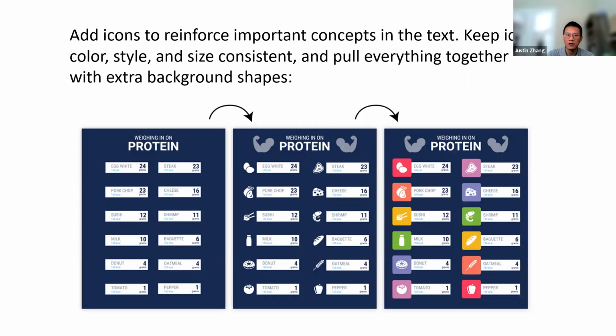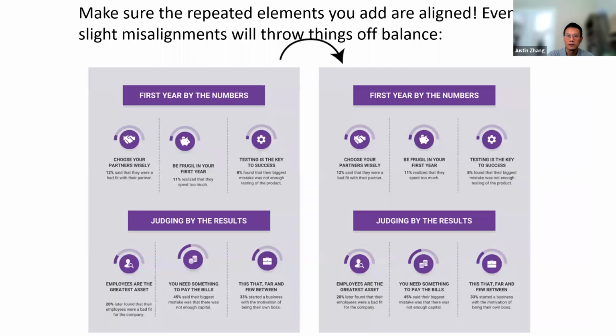Icons can be added to reinforce important concepts. So the repeated elements should be aligned. Here we want to emphasize the importance of alignment. Sometimes slight misalignments will throw things off balance.